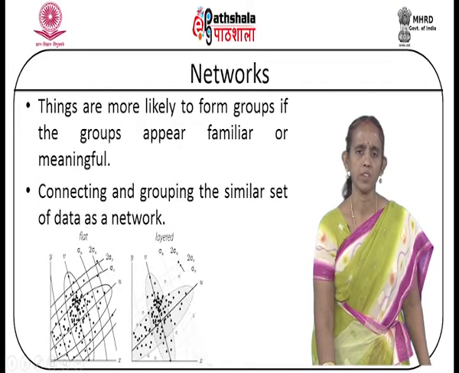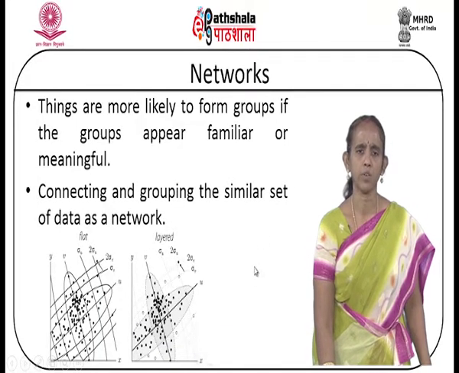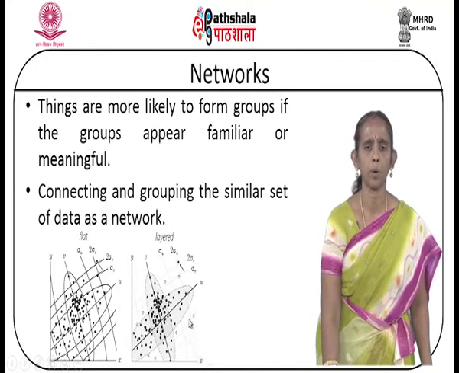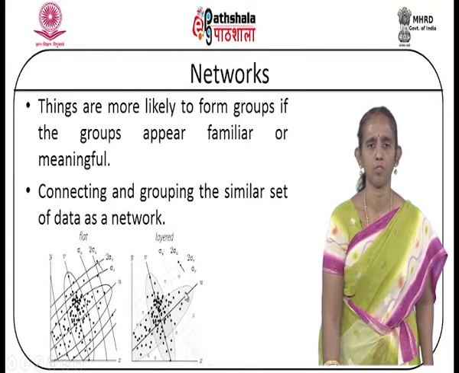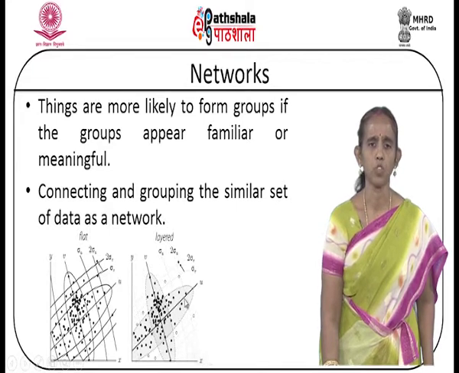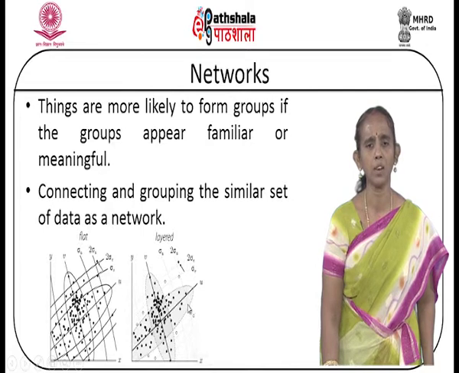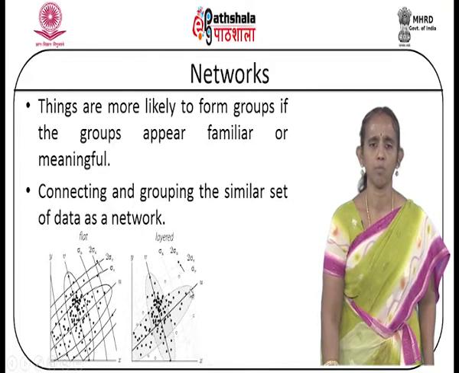The next one is the networks. In the case of networks, things are more likely to form groups, and if the groups appear familiar or meaningful to each other, we tend to group objects that appear familiar or meaningful to each other. We tend to combine them in the form of groups. So connecting and grouping the similar set of data forms a particular network. These are good examples of network visualization.